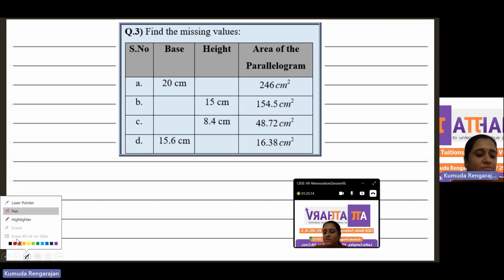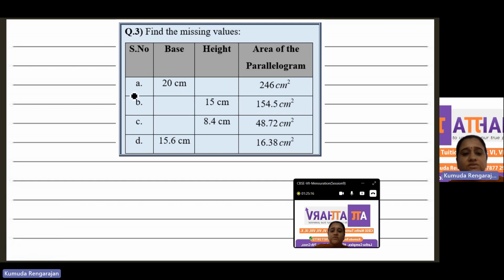Okay, let's take up question by question. So let's see the first one here. Look at the board also. You know the base of the parallelogram. You don't know the height of the parallelogram, but you know the area of the parallelogram.